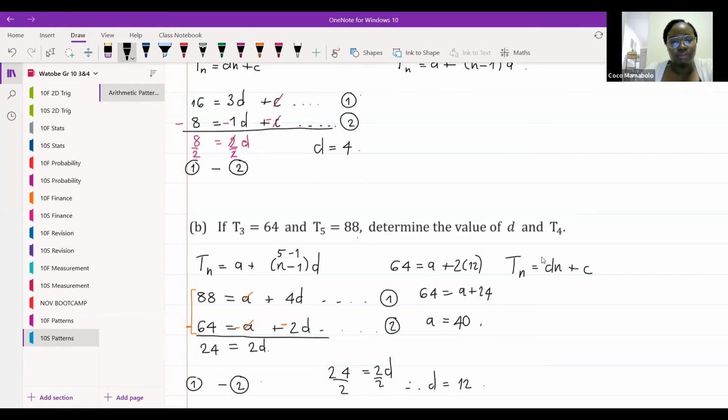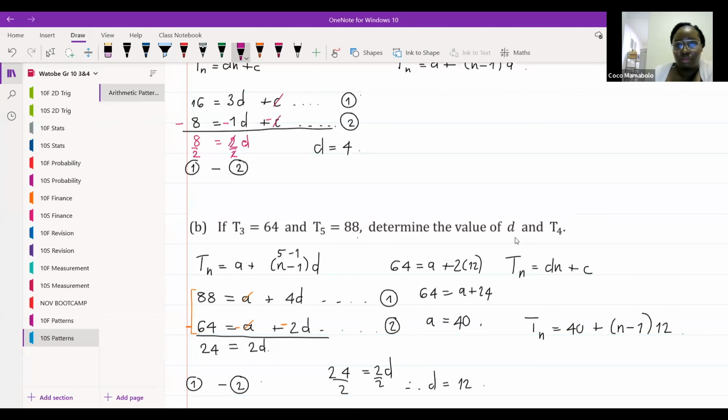Well done. That's it. A is equal to 40. We're not done. Now we can put everything back into the formula to look for any of the other terms. So we're going to get Tn is equal to 40 plus open brackets n minus 1 close brackets times 12. There we go. So the value of D is 12, right? And the first term A is 40.